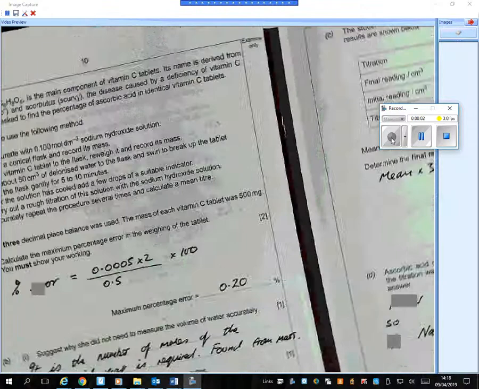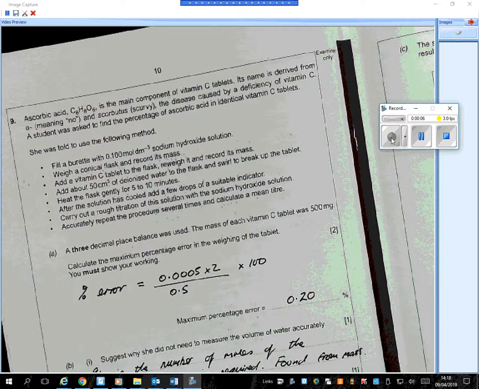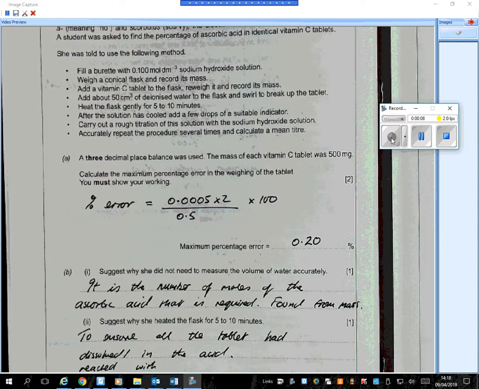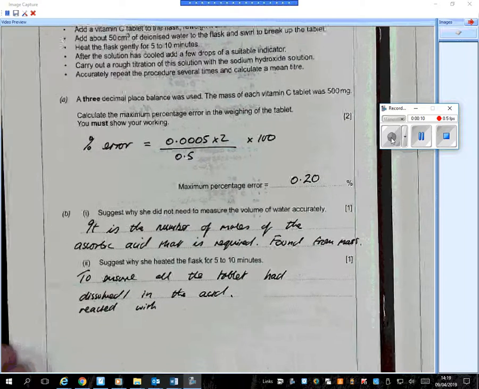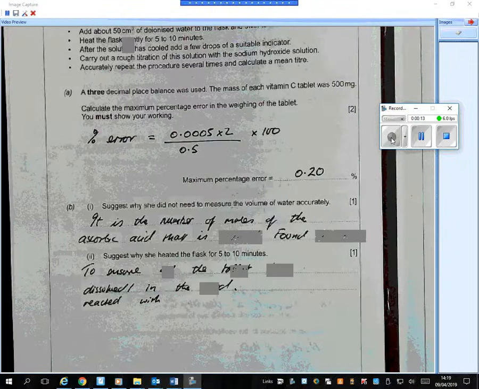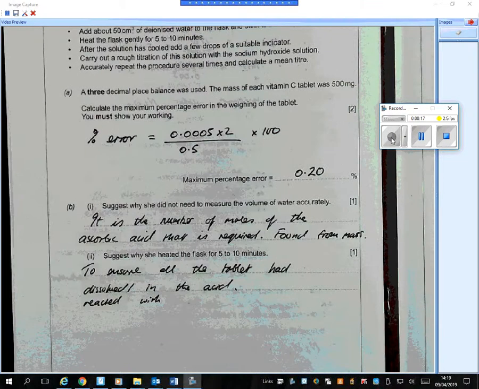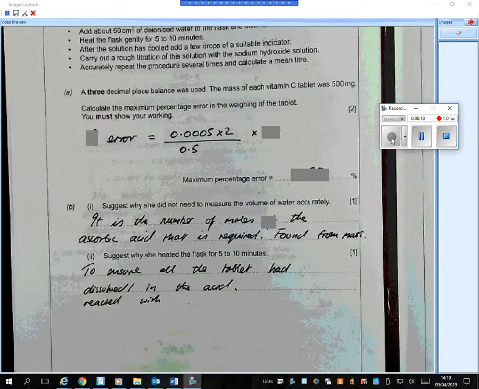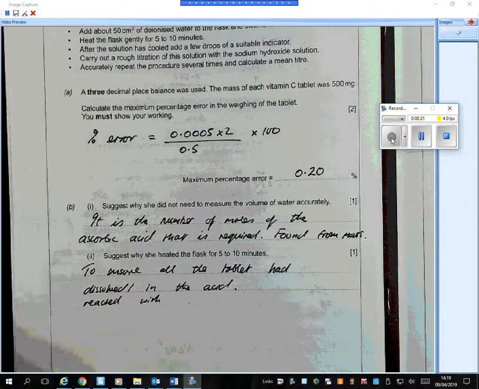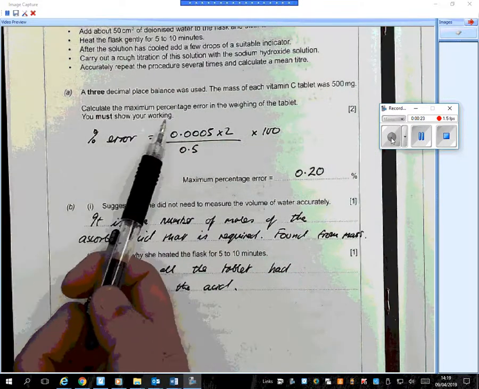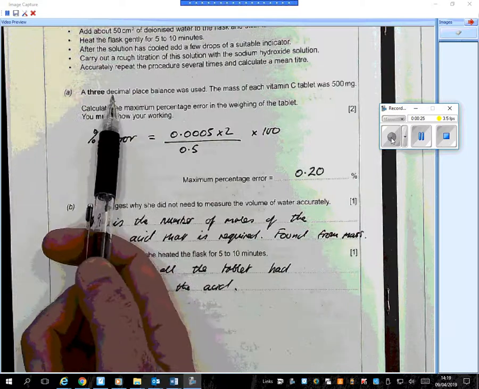So here we go on part 2 of the 2018 C1 paper, starting off with question 9. So you've got to calculate the maximum percentage error in the weighing of the tablet. So let's have a little look at what information we've got then. So it says we have got a 3-place balance.